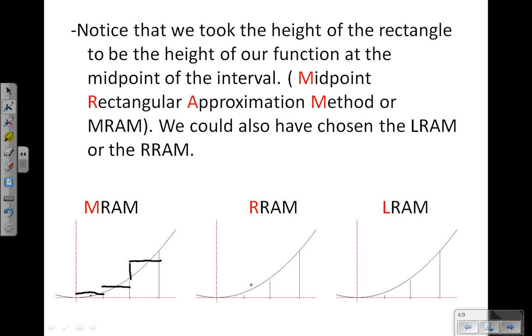If I'm doing RRAM, then for this first tiny little area down here, I'm going to look to the partition to the right. These vertical lines are what we call partitions. So if I'm looking for the area of this tiny little space in here, I look to the right. I see where my function is hitting the partition to the right. It's right here. And I'm going to use that as the height of my first rectangle.